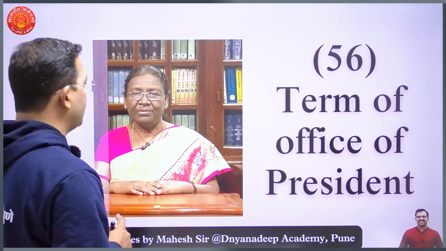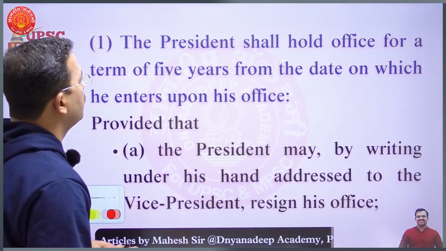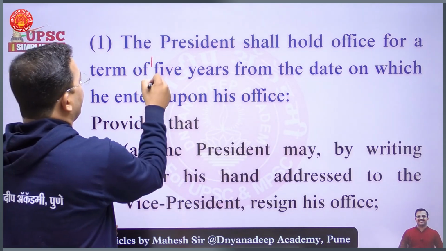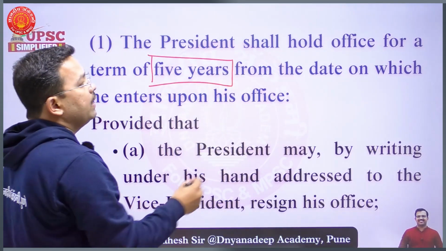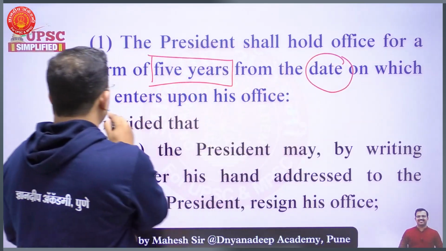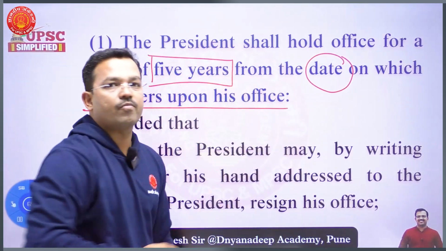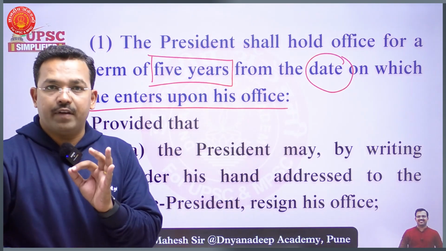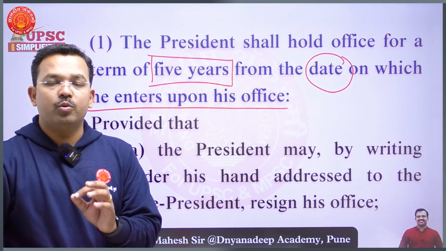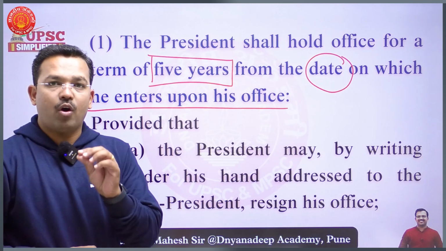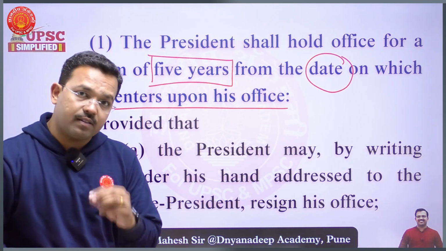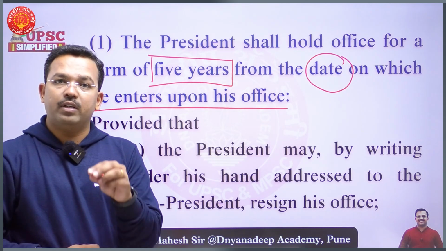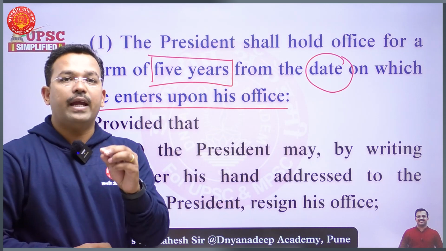Let's try to understand this article. See, the President shall hold office for a term of 5 years from the date on which he enters upon his office. So what shall be the term of the President? It shall be 5 years. We are going to count these 5 years from the date on which he or she enters the office.